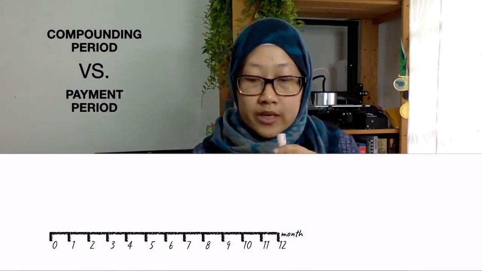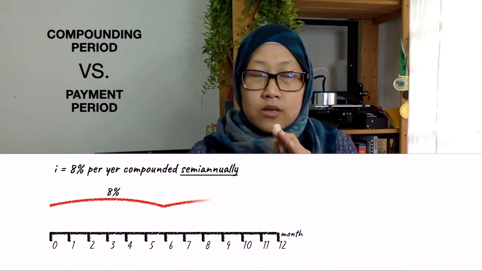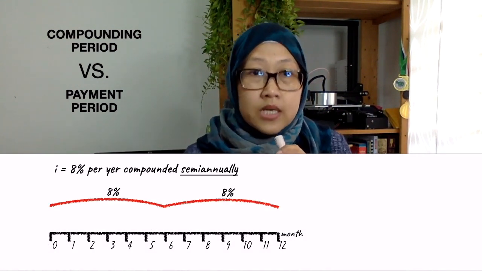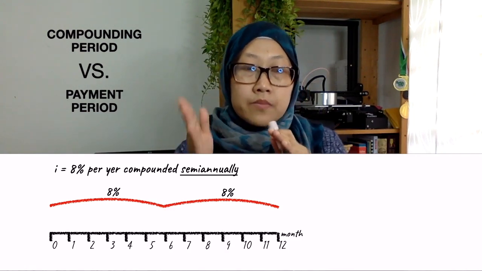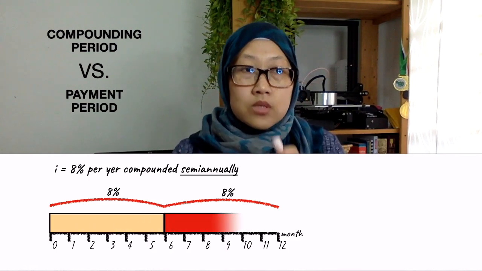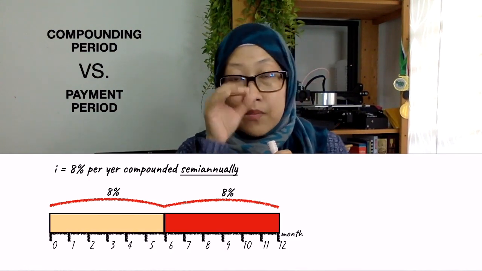Now, let's look at the difference between compounding period and payment period. Let's use an example of you making a loan with the bank. Normally the bank will give you some rate, the interest rate, for example, say 8% per year, compounded semi-annually. So the compounding period is semi-annual period, or 6 months. Every 6 months the interest will be compounded.